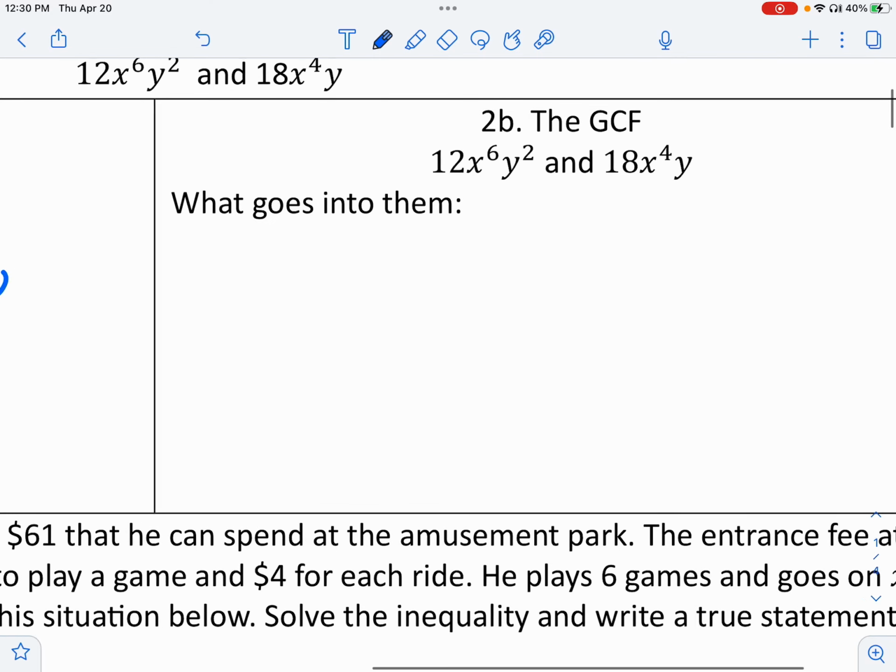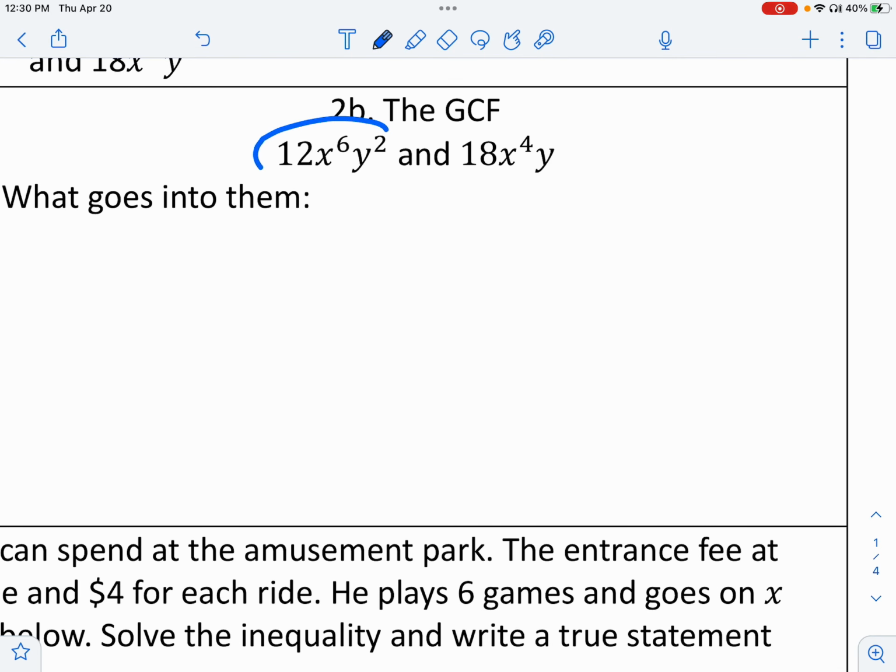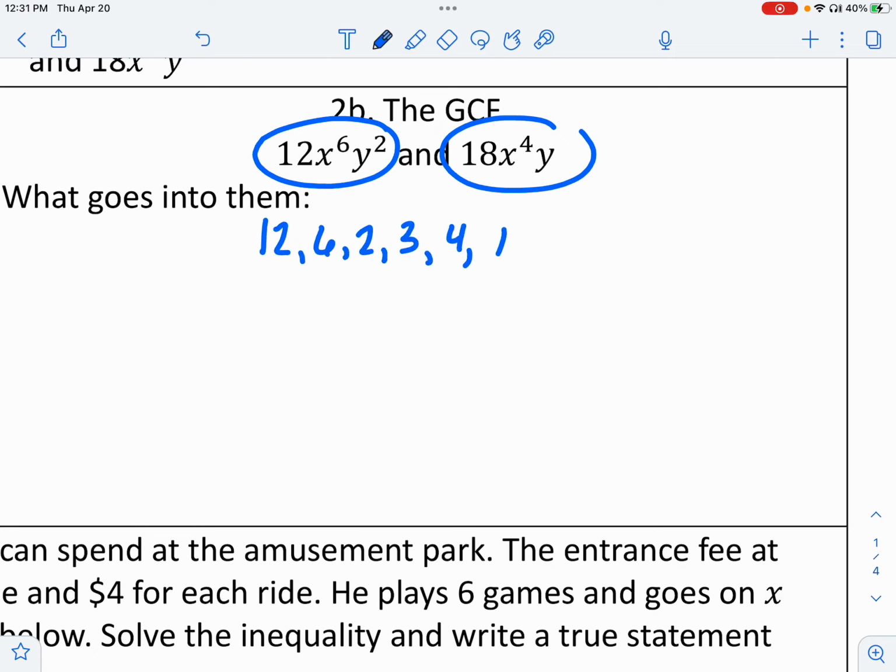Now the GCF are things that you're really good at, okay? That's what goes into them. It's in reverse. So when you think about 12, you know how we have like 12, 6, 2, 3, 4, and 1? Well, 18 is 18, 9, 6, 3, 2, 1. I don't think I'm missing any. Oh, and 9. Oh, I have 9. 9, 2, 6. I think that's all of them there.